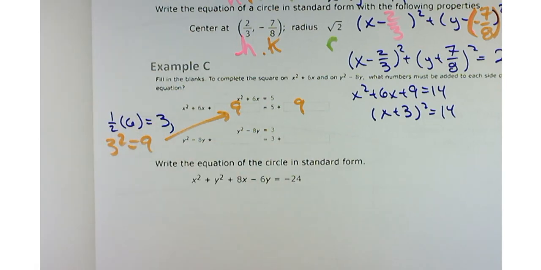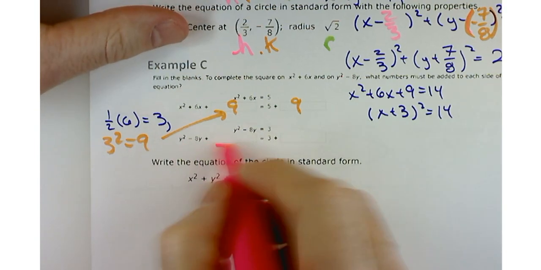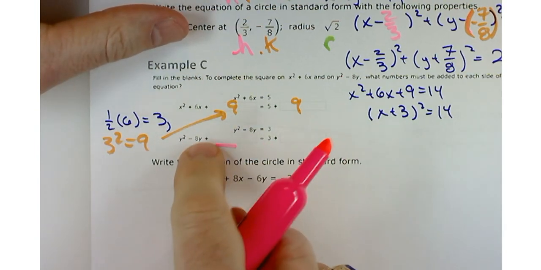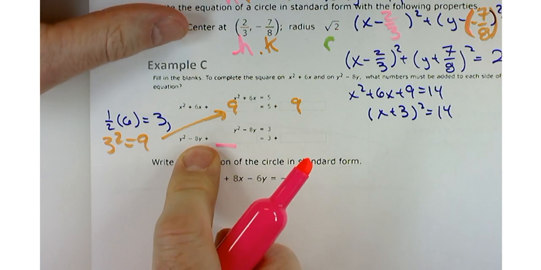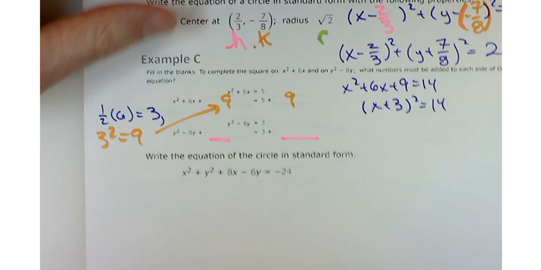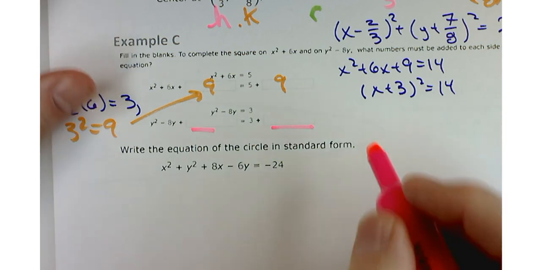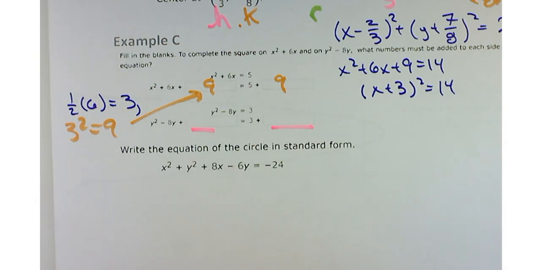Try and refresh yourself on this one. If you're watching this later, maybe pause the video, see if you can complete the square on this. What am I going to add here for that y squared minus 8y? I have to, of course, add something to both sides. Is it a negative 16 or is it a positive 16? Actually no, positive 16.